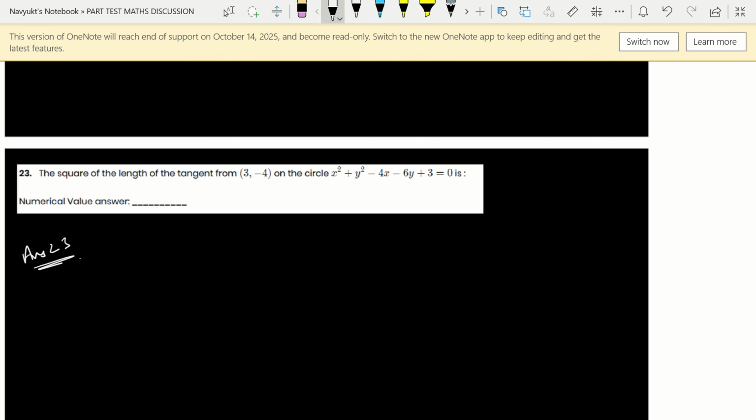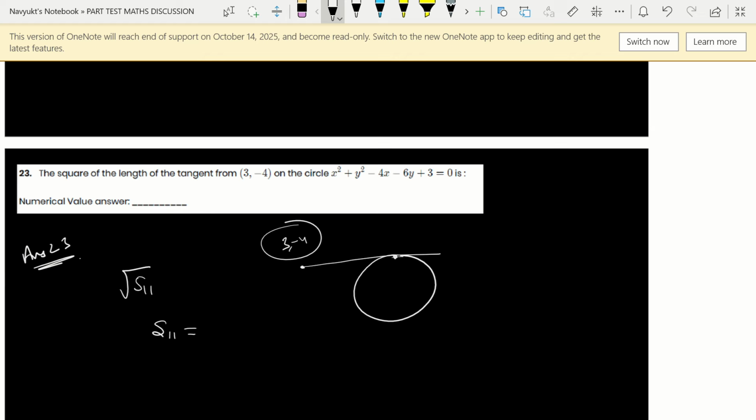Getting to the 23rd question: the square of the length of the tangent from this point on the circle. This is simple. The length of the tangent from the point (3, -4), obviously an outside point. We have the length of tangent formula, which is root S11. So simply we need the square of it, so we need the S11 value. That's all. What is the S11 value?